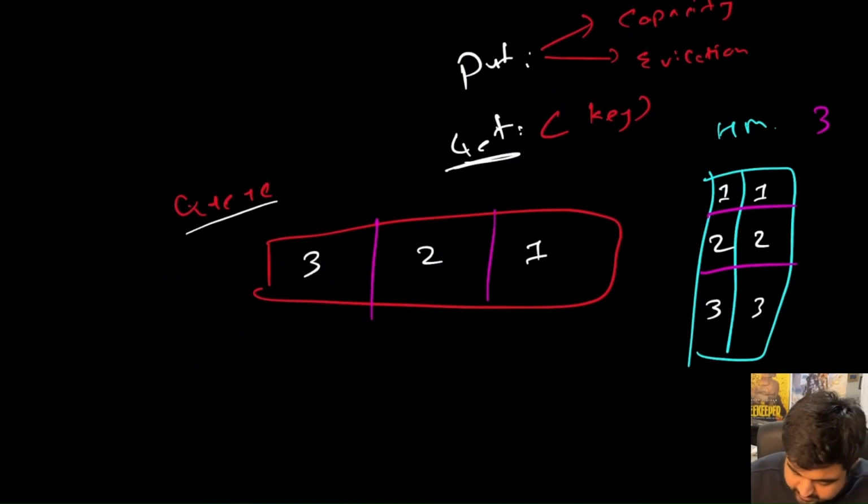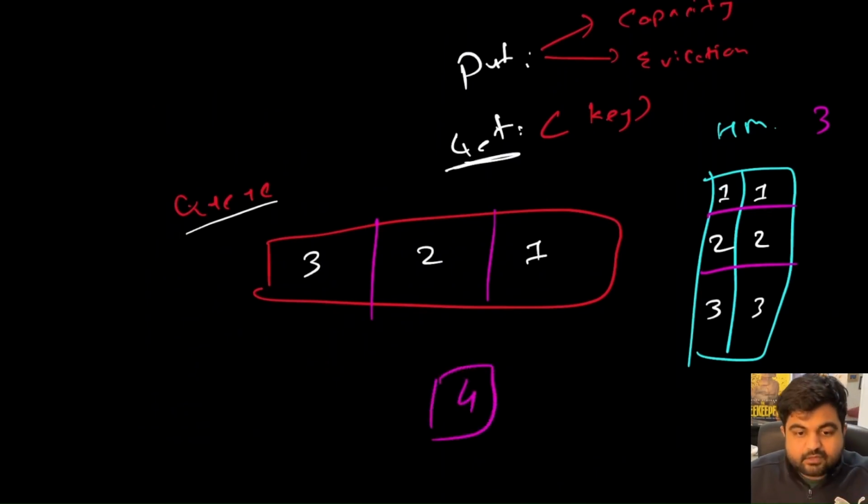Now let's assume that there is value number 4 I'm trying to insert. What value should I evict? It's very simple. The very first value that entered the queue has to be the first value that gets kicked out of the queue. So this is very simple to implement.